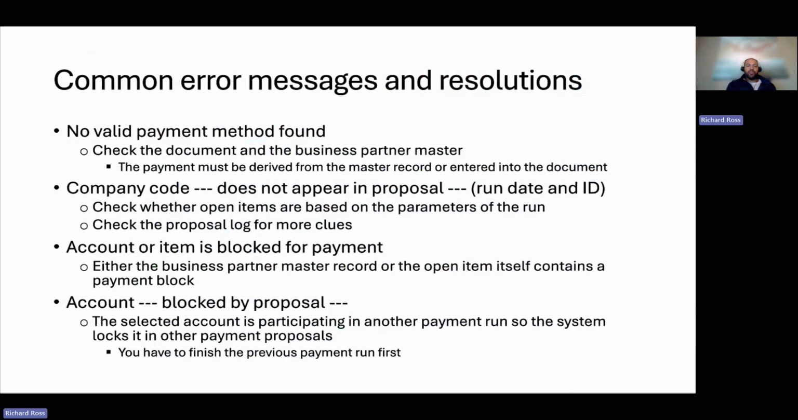Account or item is blocked for payment. Either the business partner master record or the open item itself contains a payment block. Account blank is blocked by a proposal blank. The selected account is participating in another payment run, so the system locks it in other payment proposals. You have to finish the previous payment run first.